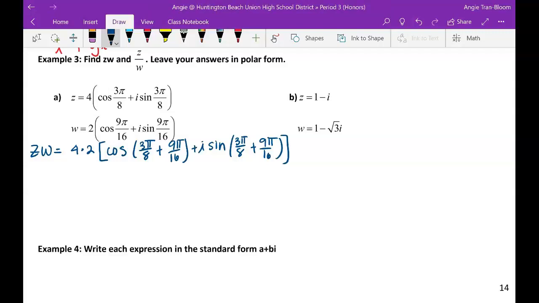If they give you radians in the original problem, then keep it as radians. The common denominator is 16, so 3 pi over 8 turns into 6 pi over 16. My final answer when I multiply is 8, then cosine of 6 pi plus 9 pi over 16 is now what?